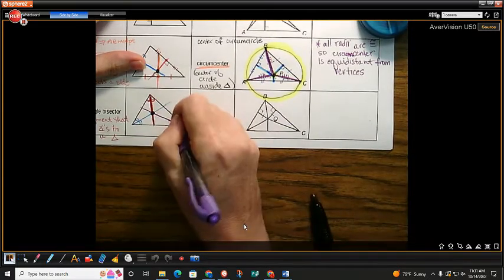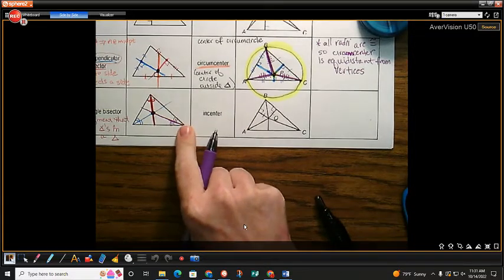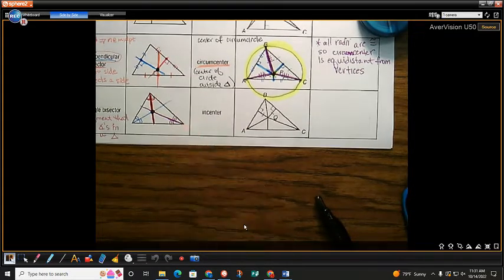Now make sure you mark it. To prove that it's an angle bisector, those angles should be congruent.